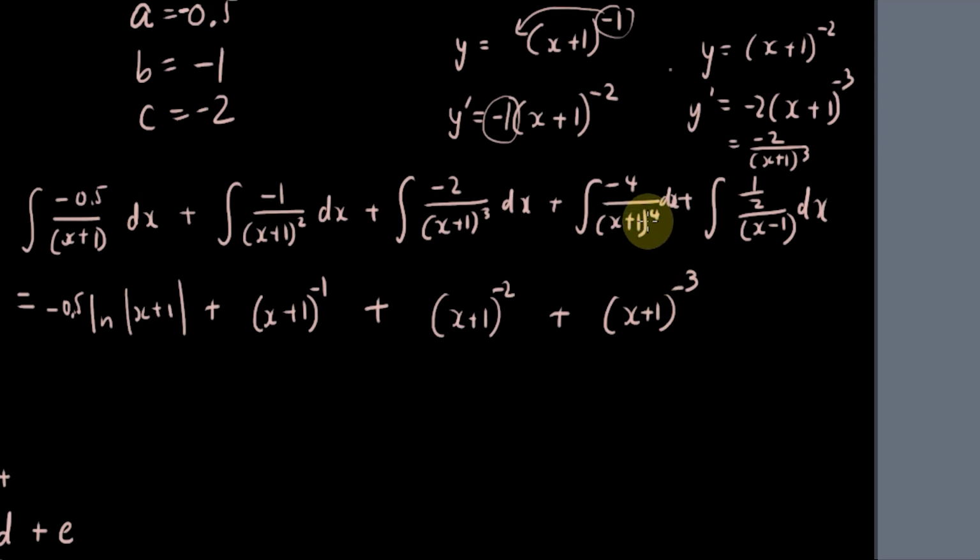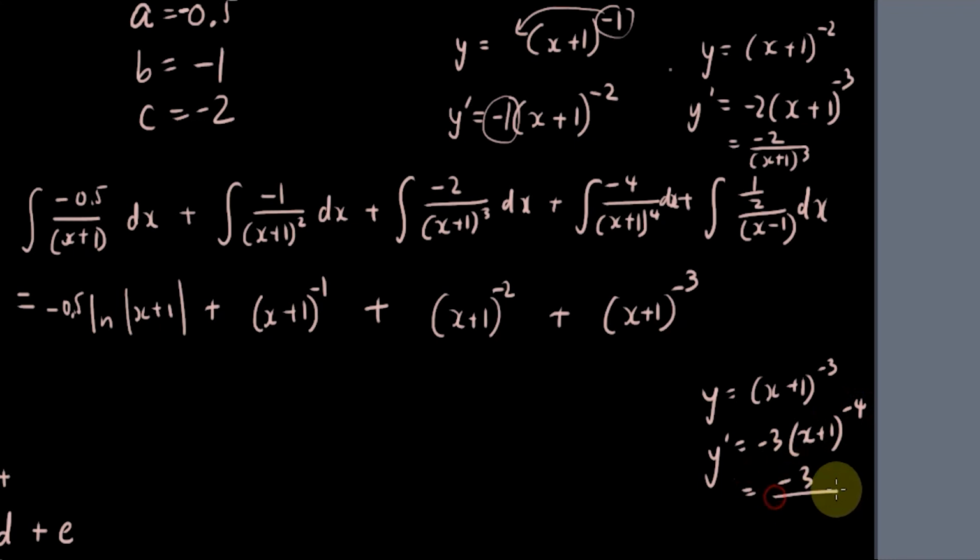Actually, that bit won't match. So I need to try y equals x plus 1 to the power of negative 3. Y dash equals negative 3 times x plus 1 to the power of negative 4. So that's negative 3 over x plus 1 to the power of 4. So that's negative 4 here, not negative 3.